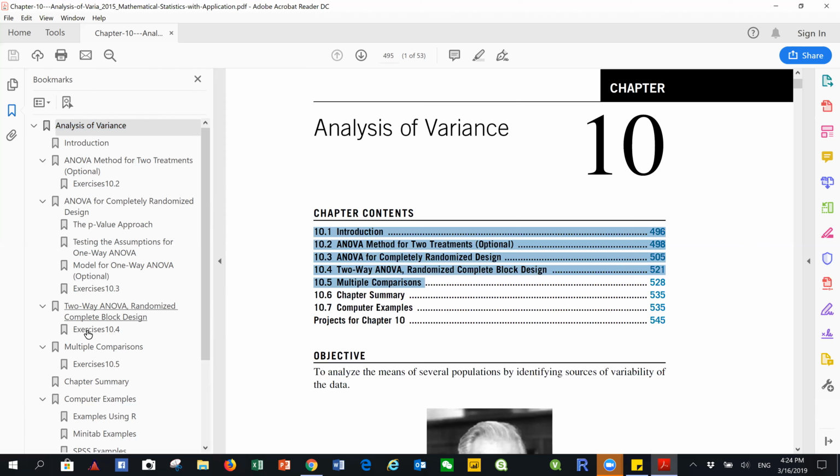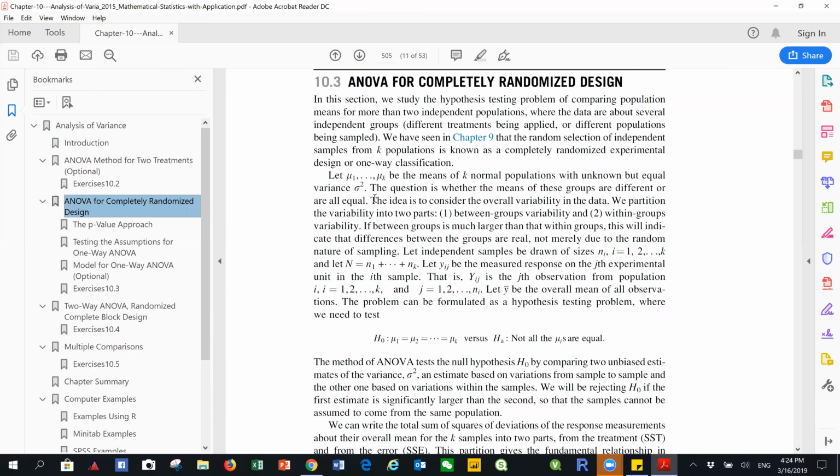Now, the 3 is here. Okay, completely randomized design. All right. So in this section, we study the hypothesis testing problem of comparing population means. So you can see that what I just said, ANOVA is for comparing means. Although we analyze variance, our goal is to compare means. And how many means? More than 2.